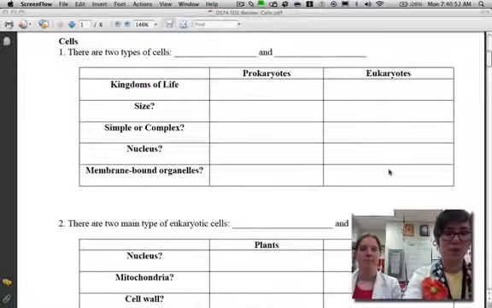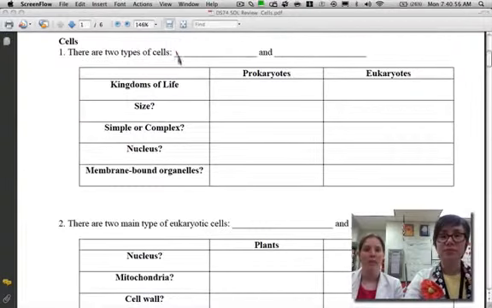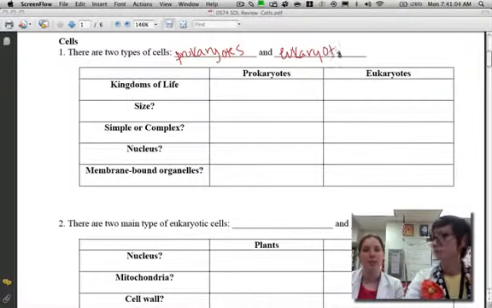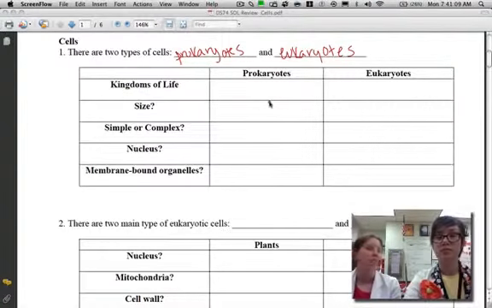So here we go. There are two types of cells, prokaryotes and eukaryotes. We're going to use this chart right here to compare the similarities and differences between the two. The first characteristic is which kingdoms of life include these organisms. Do you want to tell us?